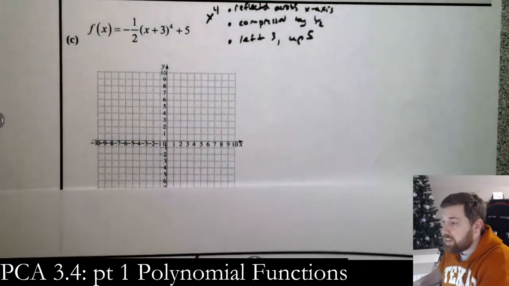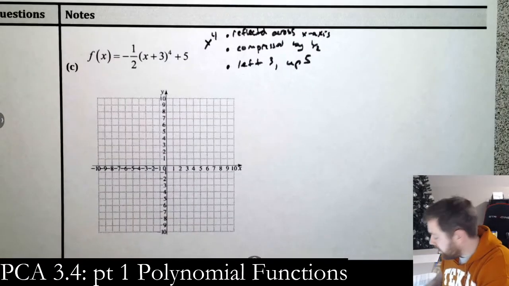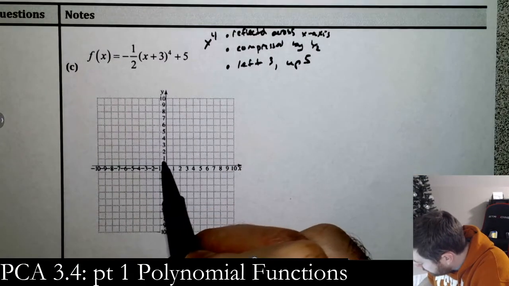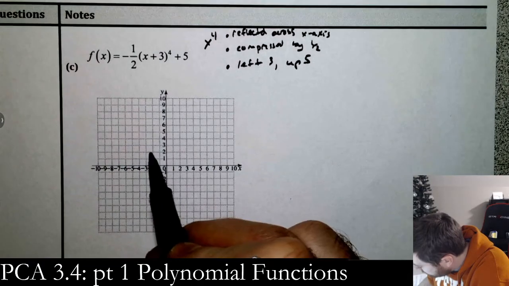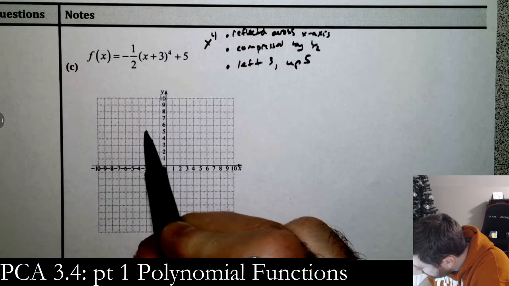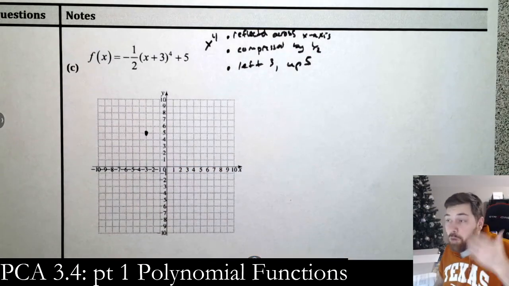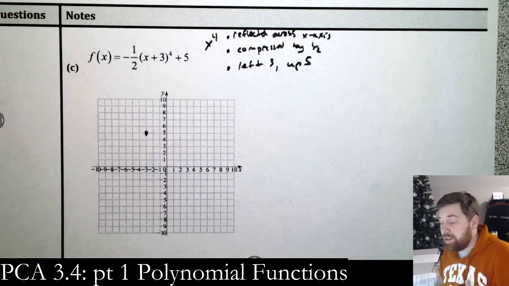Okay, we're gonna do the same thing, except we're gonna do a couple things. So first off, instead of (0, 0), it's gonna be left 3, so 1, 2, 3, and up 5. Okay, so there's our vertex. Now instead of opening up, it's going to open down, right?